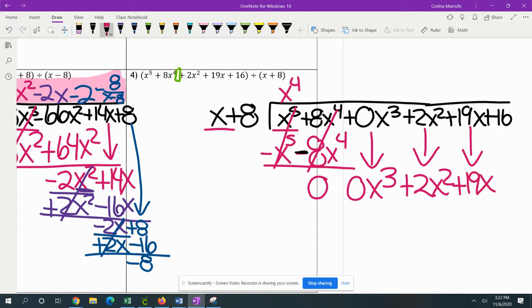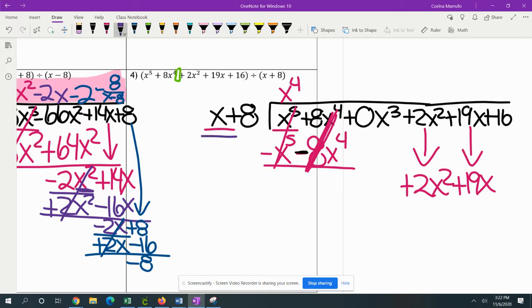Just because there's none that are there. But when we're adding, if you don't fill it in, then they're not going to match up like terms. So that's why you want to fill it in. But in this case, for this problem, it did not affect us at all. So I'll just go ahead and leave it like that. And now we're working with a positive 2x squared plus 19x. And then we start all over.